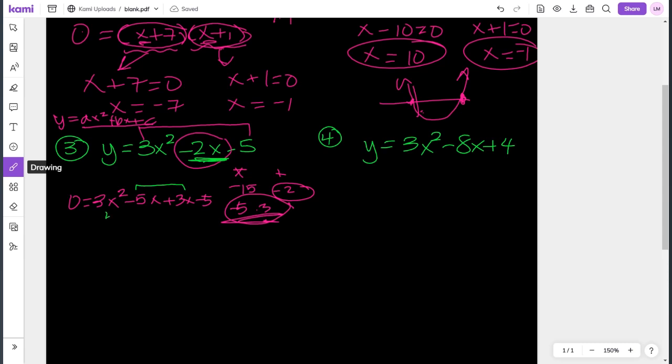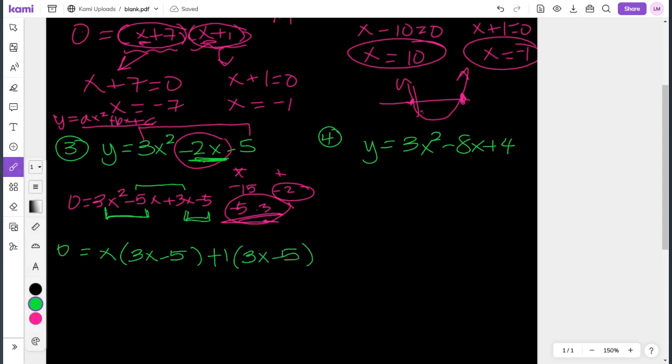All right, so I'm going to group these 2 together and factor out what's common, and I'm going to group these 2 together and factor out what's common. So just between these 2, there's an x that's common, so I factor out an x, and that leaves me 3x minus 5. And between these 2, I don't have anything in common, so I'm going to put plus 1, 3x minus 5.